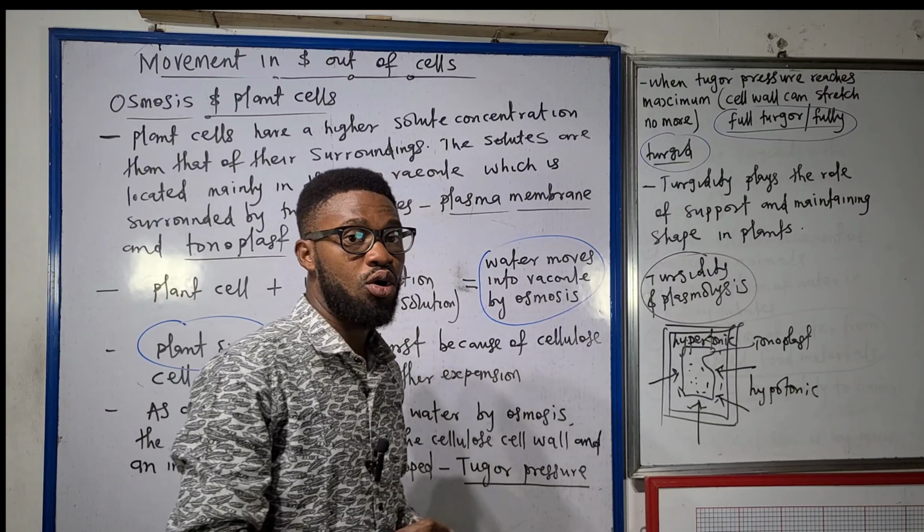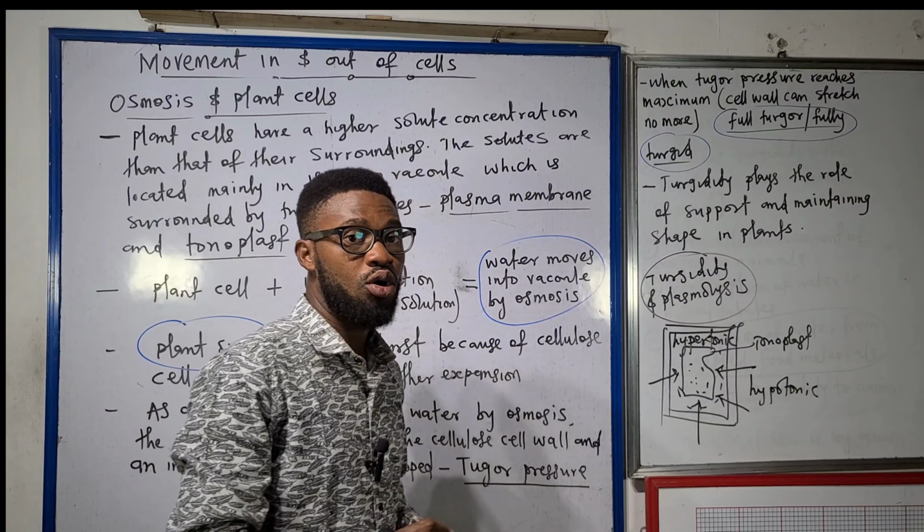Now, I haven't dealt very well with osmosis. Let's look at osmosis in plant cells. What we want to talk about here is turgidity and what we call plasmolysis. We want to quickly look at turgidity and plasmolysis. That's the essence of trying to look at how osmosis happens in plant cells.